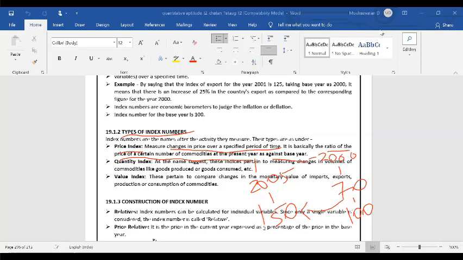Am I right? This point you understood? Are you guys clear? From the base year, how much the price increased in the present year? If price is increased, that is called price index.